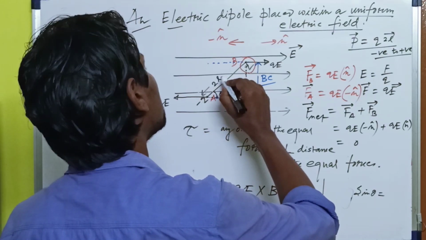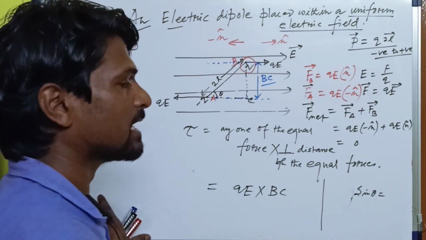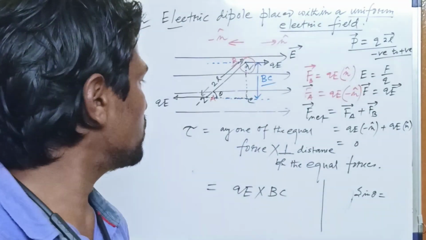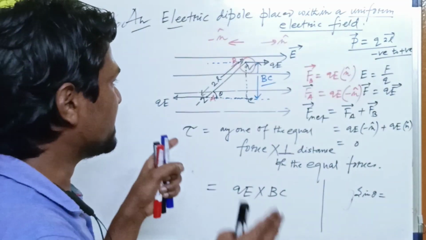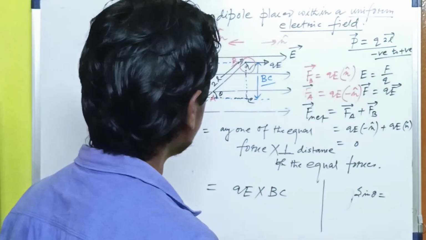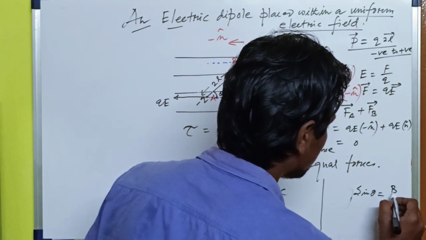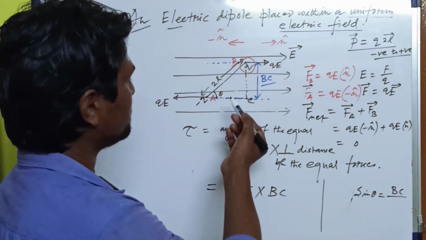and here the distance is 2L, because for easiest calculation we can take the distance between the two opposite charges as 2L, that is the length of the dipole. So sine theta equals the perpendicular, that is BC. This is the acute angle.